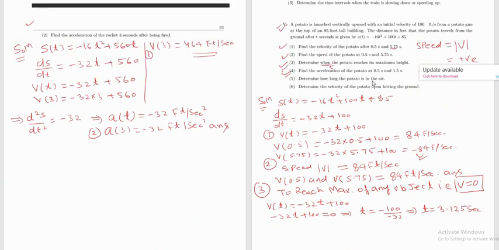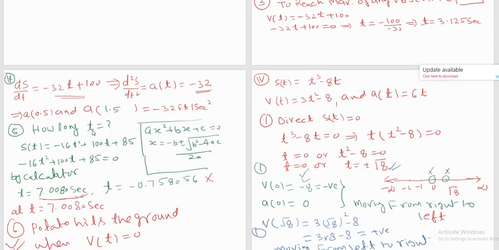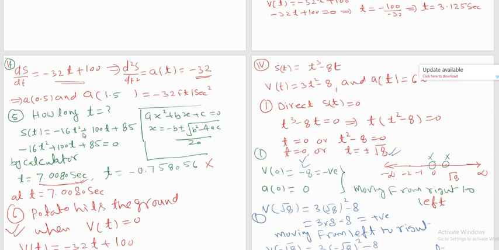Next is question 5. Determine how long the potato is in the air. That means time. How long means we need to calculate time. So what do you have to do? The position is given: minus 16t squared plus 100t plus this. What you have to do is use this method.